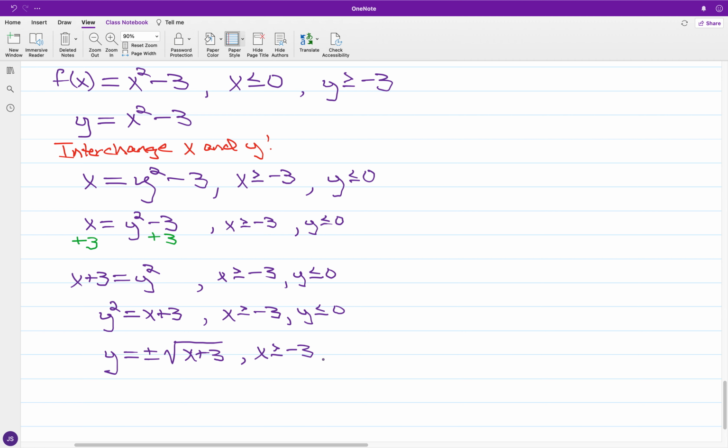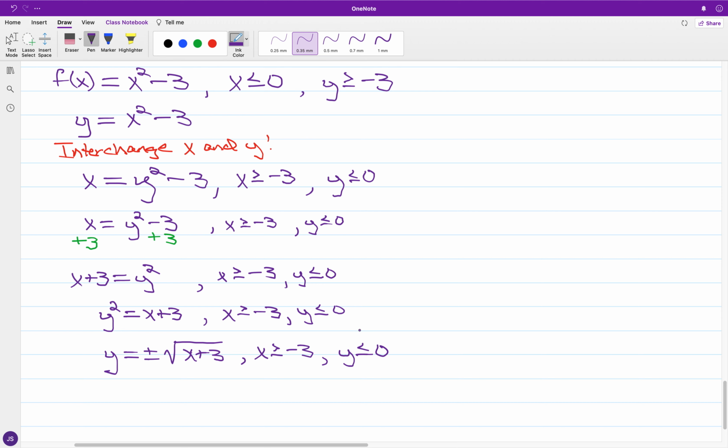Again, we have x is greater than or equal to -3, and y is less than or equal to 0. Now, for y equal to plus or minus the square root of x plus 3, notice that if y is not equal to 0, it is going to be negative, and that less than 0 part signals that we're going to go with the negative part.